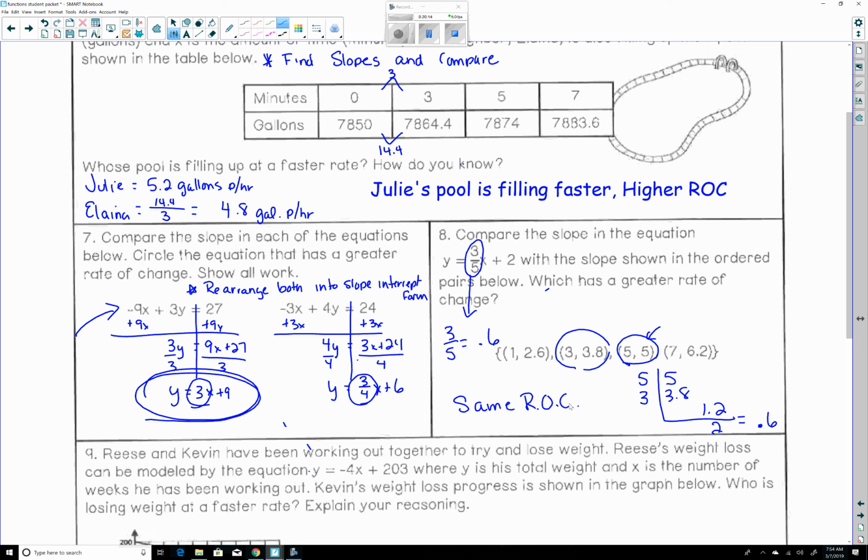Now notice, guys, we had to have the same format. We either have to have things that we can look at and decide which one is greater just by looking at them, or we have to put them in decimal form and order them that way. So here's 0.6, here's 0.6. That's how I know they have the same rate of change.